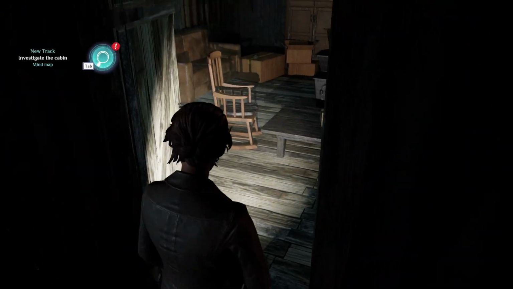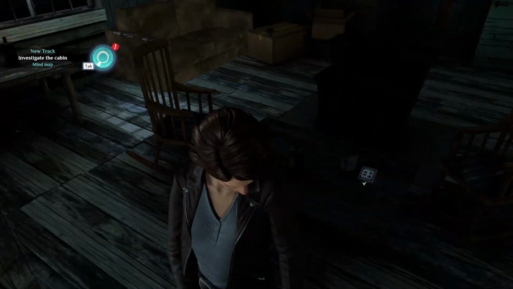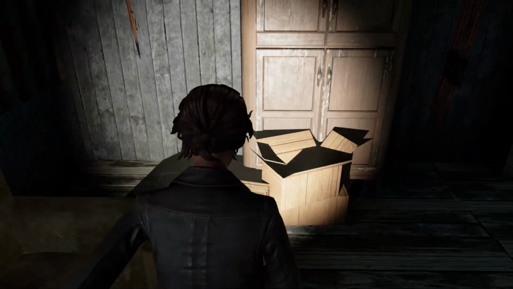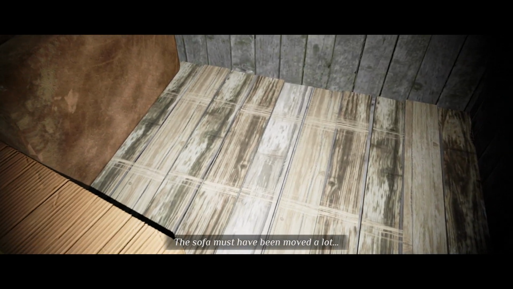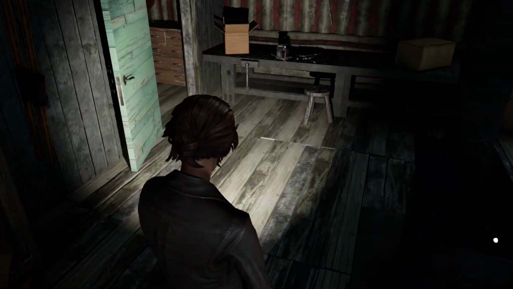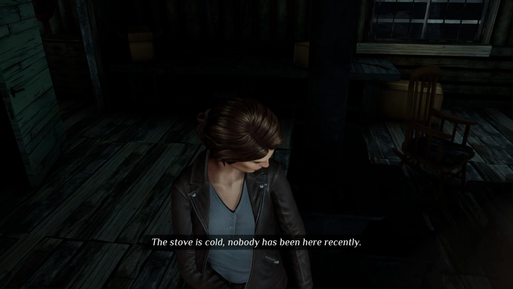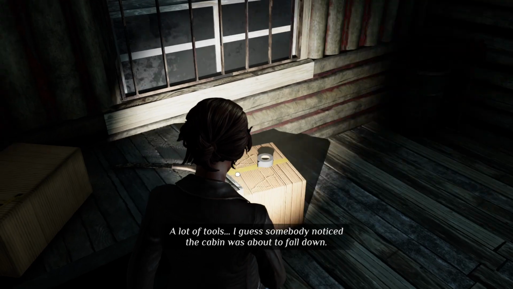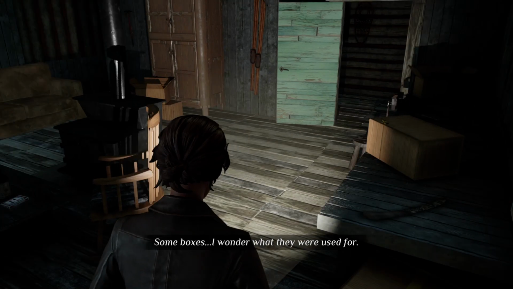We are going to search for clues. Some people seem to have played here before. Okay, and it's not only one person here. The floor is scratched and worn in this area. The sofa must have been moved a lot. The stove is cold. Nobody's been here recently. A lot of tools. I guess somebody noticed the cabin was about to fall down. Some boxes. I wonder what they were used for.